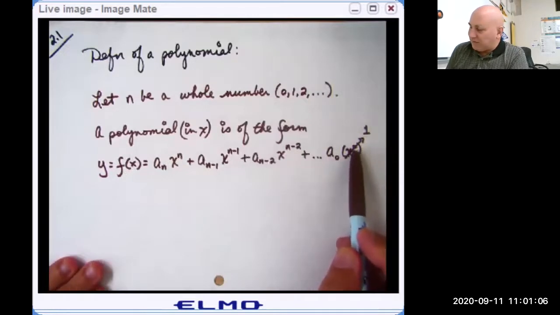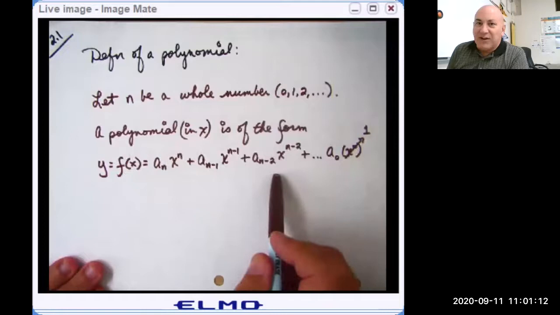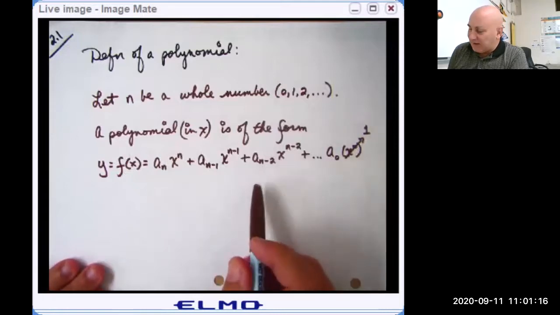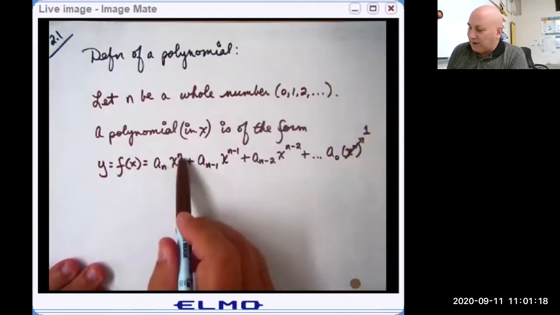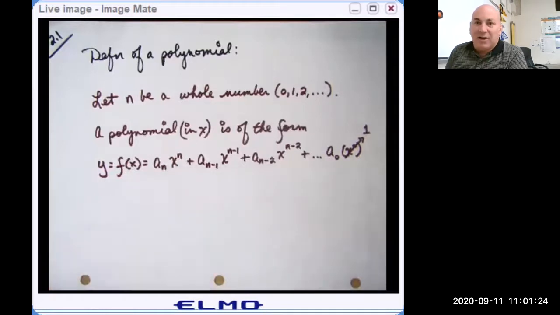And we know that if x isn't 0, x to the 0 is 1. So this is a constant. So you have a constant plus something times x plus something times x squared plus something times x cubed, all the way up to your highest power of x. These a values can be complex numbers, but we're really only going to focus on the real values. So this is the definition of a polynomial.